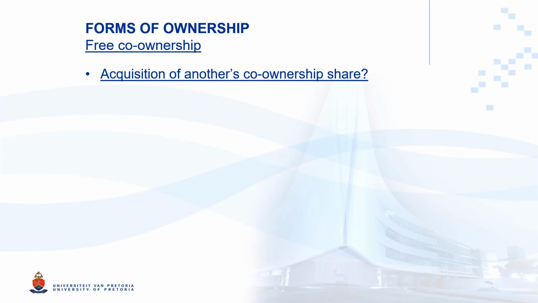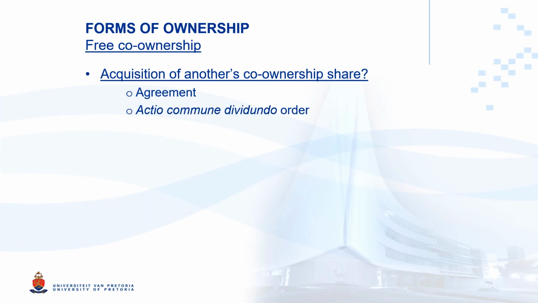The last question that we're going to look at in the context of co-ownership is whether acquisition of another co-owner's shares is possible. In other words, whether one co-owner can acquire the shares of the other co-owners, and in what ways. It is possible for co-owners to agree that one of the co-owners acquire another co-owner's undivided co-ownership shares. So they can contract that this can happen.